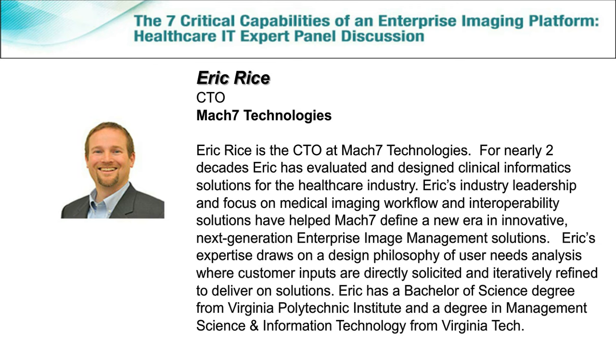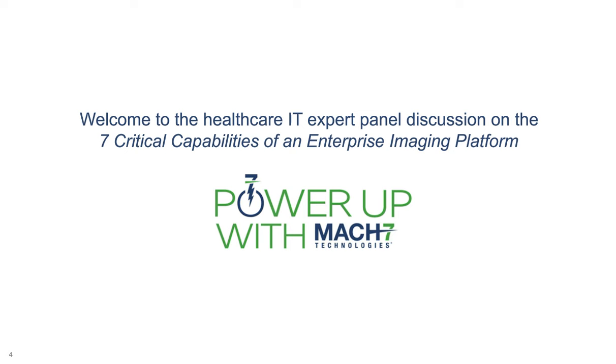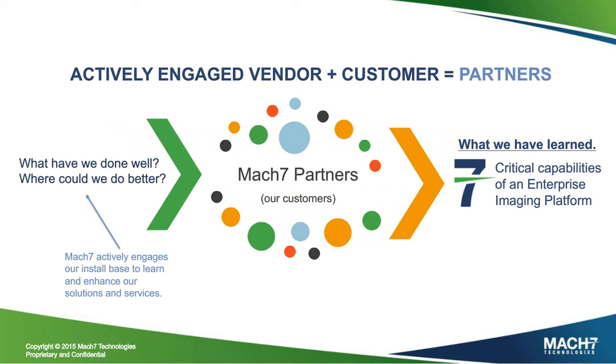Thank you very much, Mike, and thank you everyone for joining. Before we get too much into the meat of the webinar, I'd like to talk just a little bit about Mach7 and the idea around why we're here to talk about 7 critical capabilities. At Mach7, we have a pretty formal methodology around continuous improvement, from a support perspective, to how we service our customers, but also continuous improvement to how we continue to evolve our products, our roadmap, and our vision.